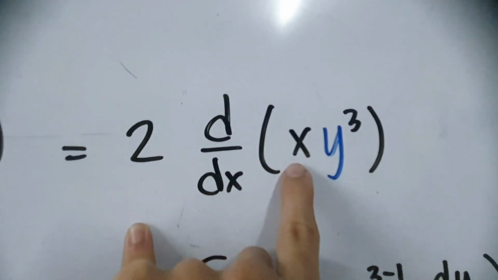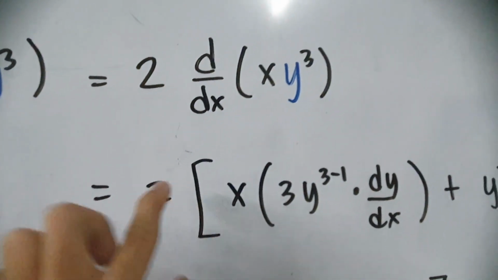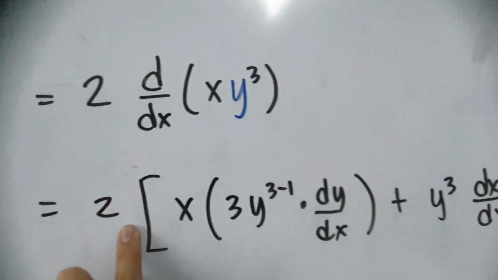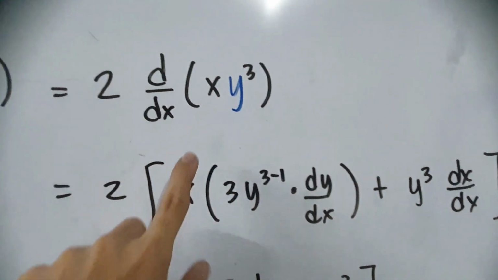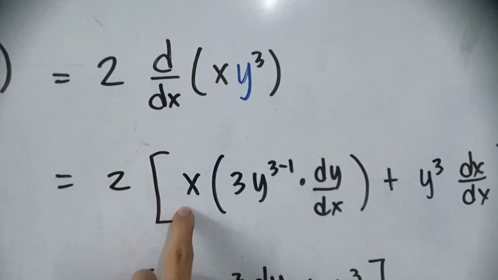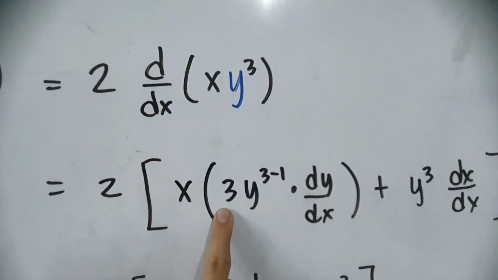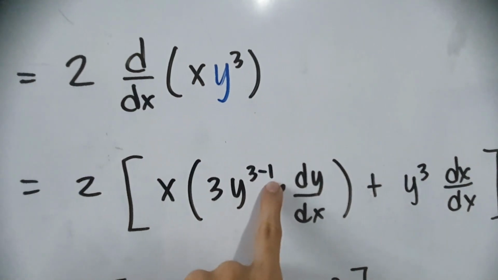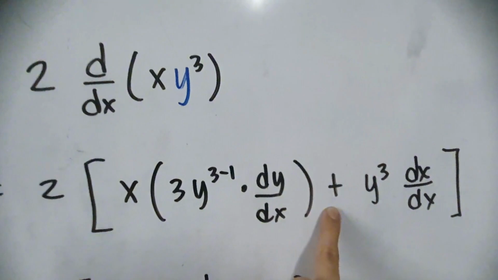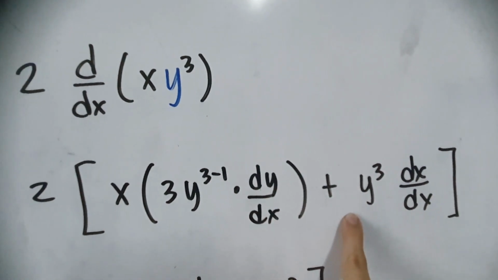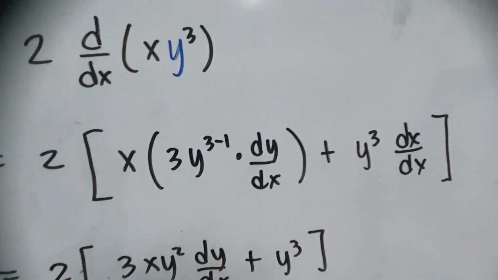So notice this is a product rule. Copy x. This is now the 2 isolated outside, and we have a bracket so that we can visualize this one clearly. So copy x, derivative of y cubed, so chain rule, 3y, 3 minus 1 times the derivative of y with respect to x, plus copy y cubed, the derivative of x with respect to x, which is 1.